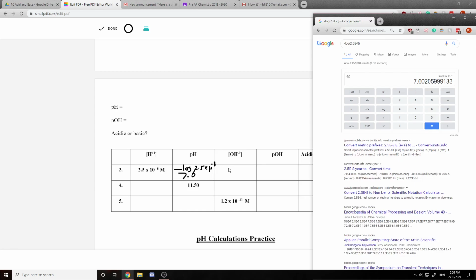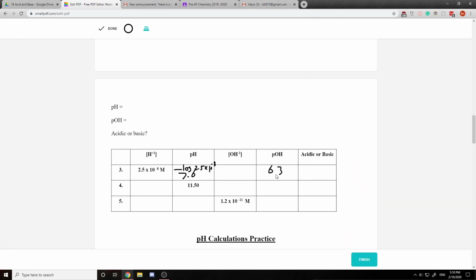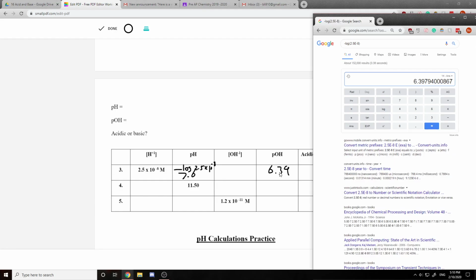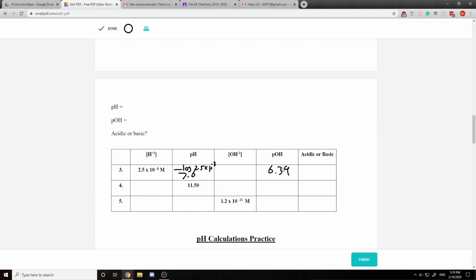Okay. The pOH, it would be 14 minus that. So 14 minus the answer. pOH is 6.39 or 6.4. Let's just make it easy. 6.4.